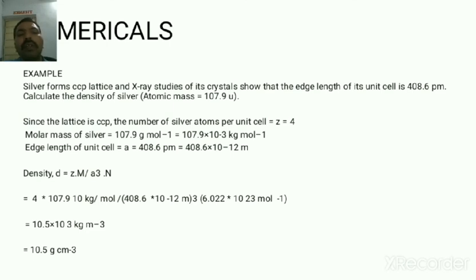Density d is equal to Z into M divided by a cube into Na. Value of Z is 4, into mass 107.9 into 10 raised to power minus 3 kg per mole, divided by edge length 408.6 into 10 raised to power minus 12 (1 picometer is equal to 10 raised to power minus 12 meter) cubed, into Avogadro's number 6.023 into 10 raised to power 23 per mole. After calculating, the value obtained is 10.5 into 10 raised to power 3 kg per meter cube, which is equal to 10.5 gram per centimeter cube. Thank you.